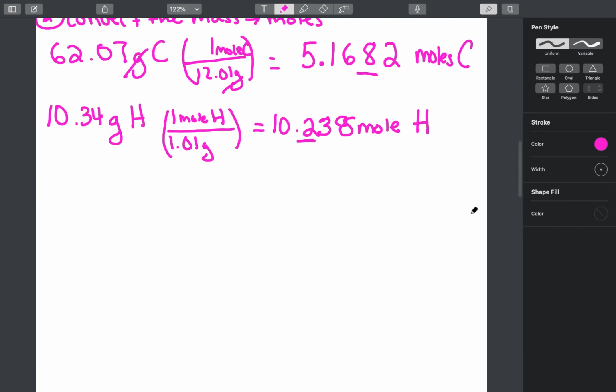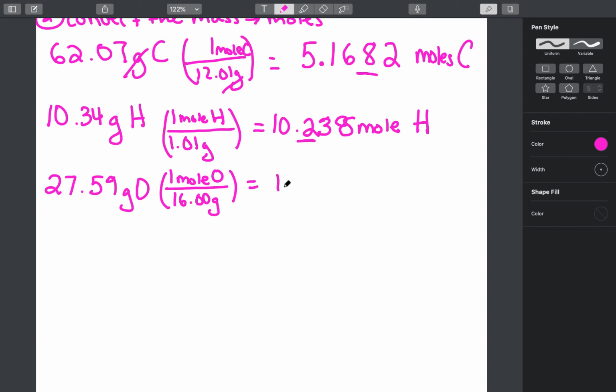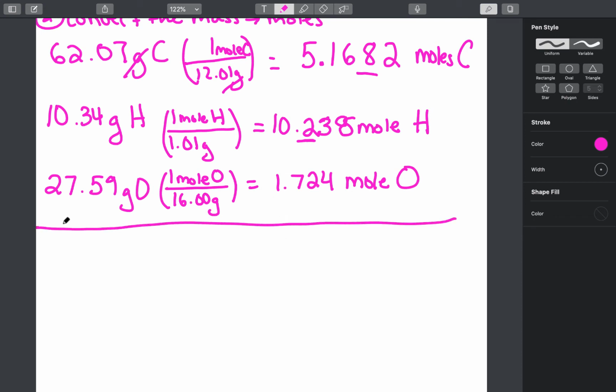So now what we can do is do the same thing for oxygen. So 27.59 grams of oxygen times the inverse of the molar mass of oxygen, which is equal to 16.00 grams per 1 mole of oxygen. This would equal 1.724 moles of oxygen. Okay?